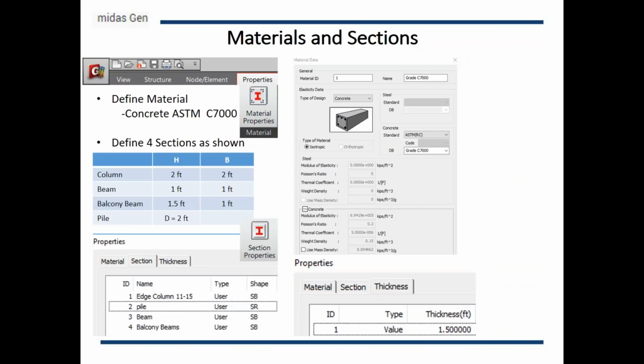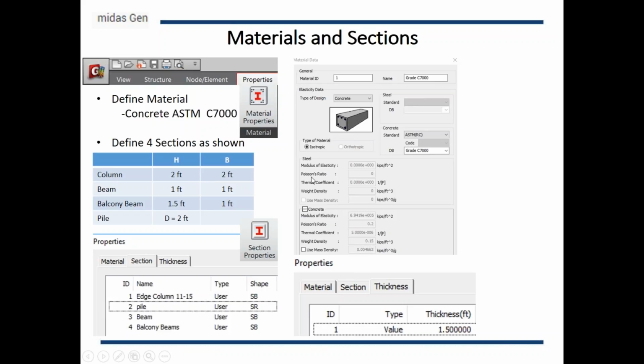So we're going to be working with the following material and the following sections. Now we'll be using concrete, which you can define in the program by selecting standards and then selecting from the database, or you can manually define it as well. If you can't find it, you can just manually type in some of these values. And then here are the sections themselves. We're going to have 4 sections. So it'll be pretty straightforward.